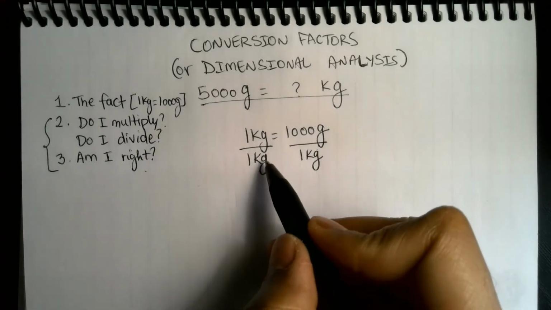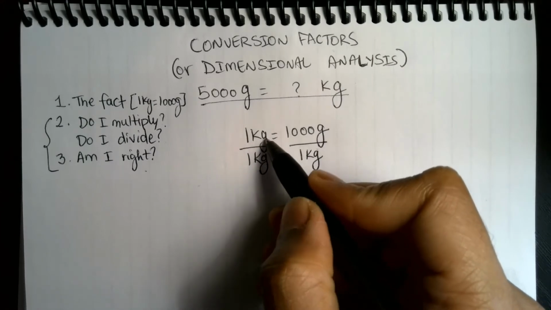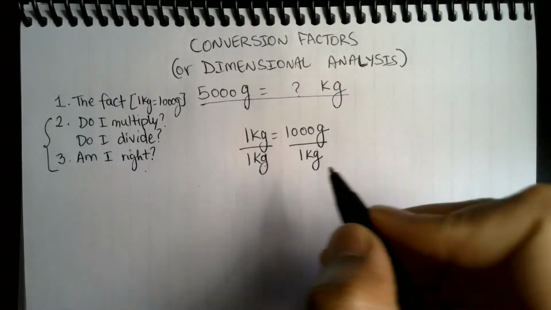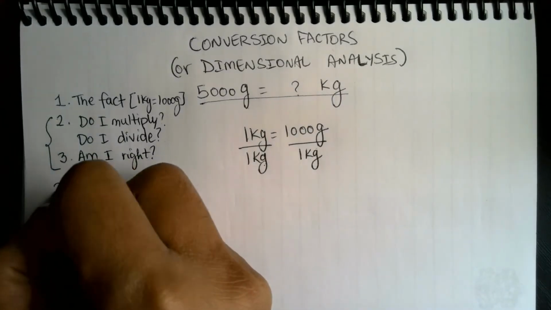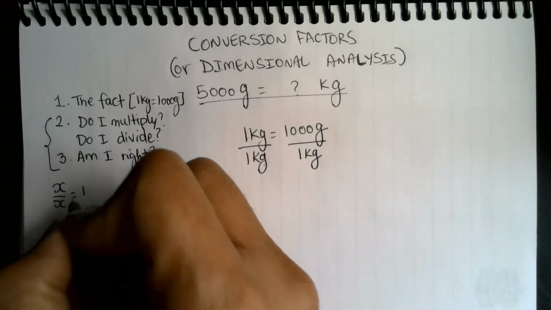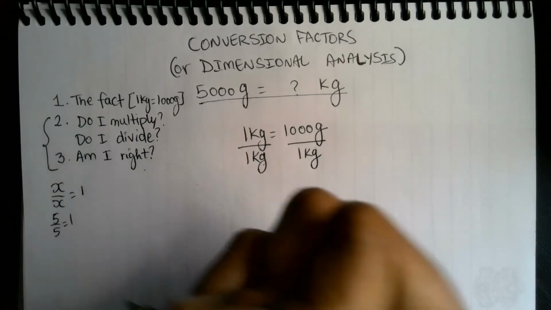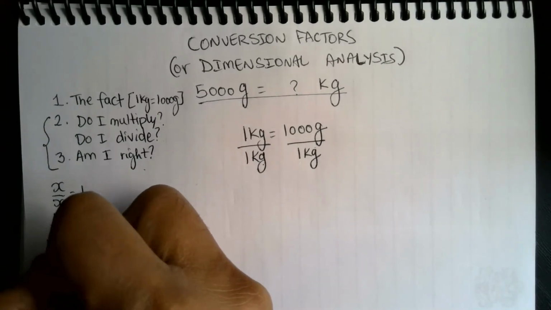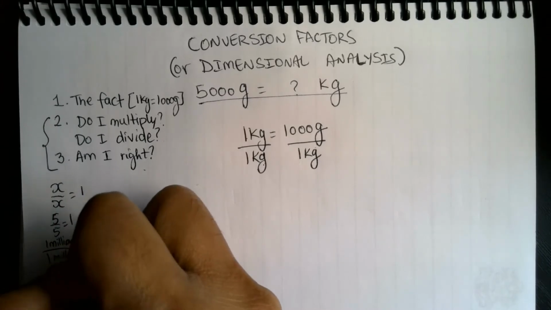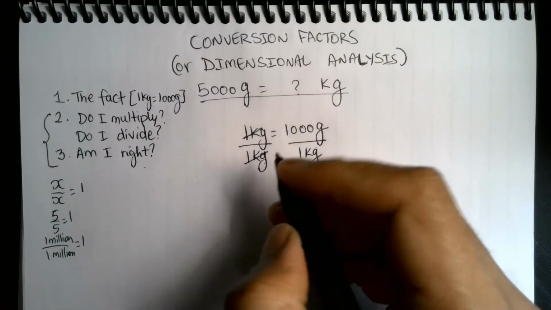And now there's one assumption that I'm making, which is that you can divide out the units. Okay, what that means is if I have 1 kilogram over 1 kilogram, it's just like saying if I have x over x. Okay, x, any number divided by itself is just 1. Right? If I have 5 divided by 5, it's 1. I have a million divided by a million, that's 1. So x divided by x is 1. So 1 kilogram divided by 1 kilogram is also 1.